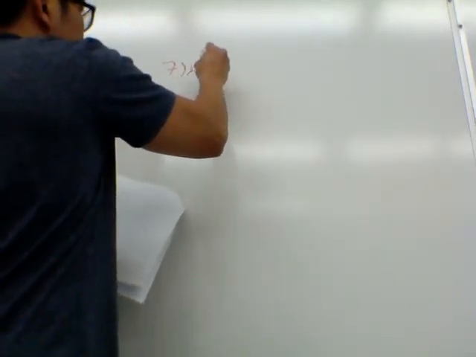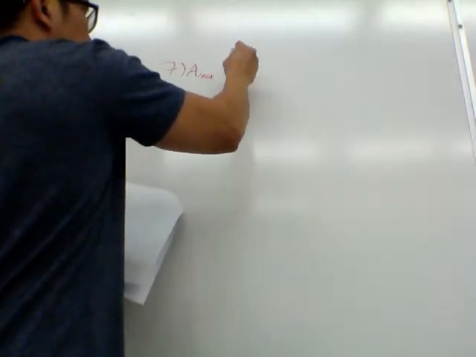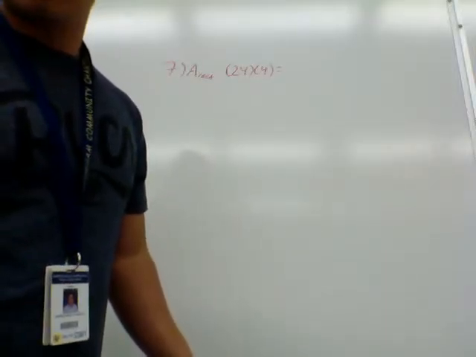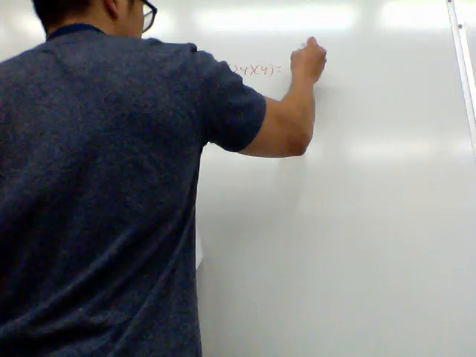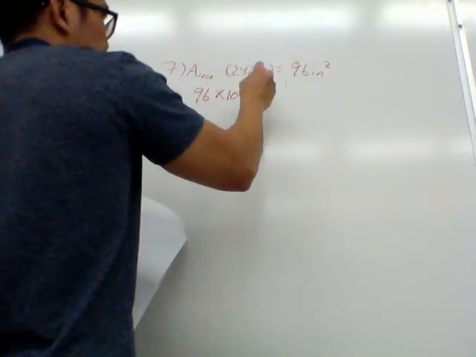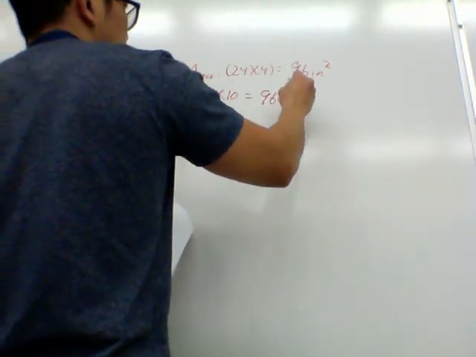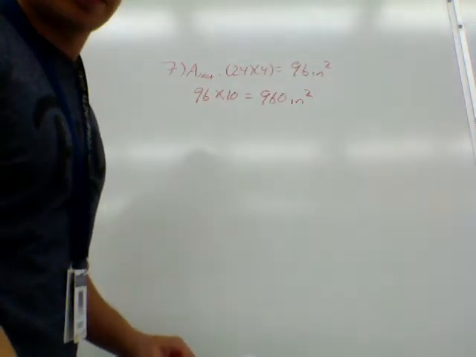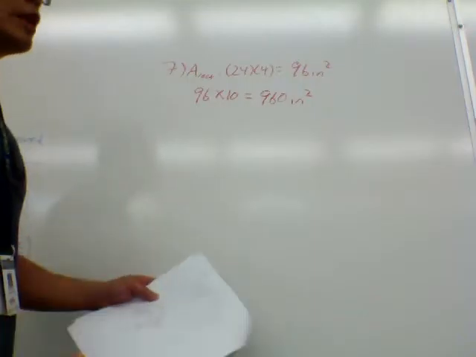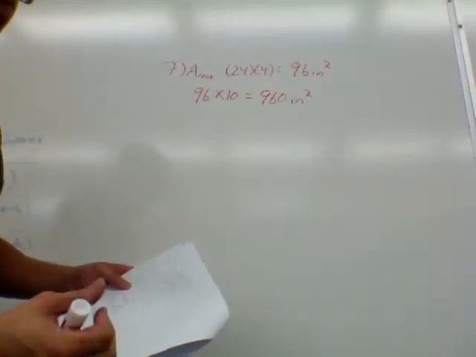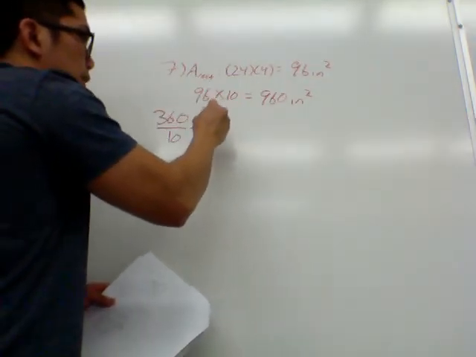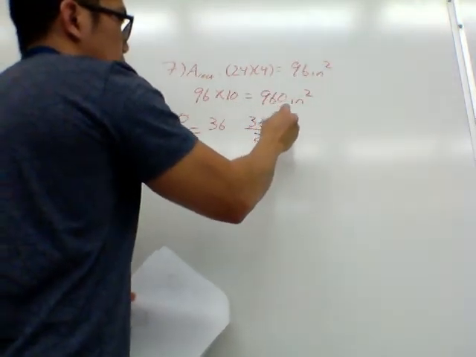The area of a rectangle is going to be 24 times 4. And 24 times 4 is 96 inches squared, and I have 10 of those, right? So my total surface area for the rectangles is 960 inches squared. Now, you have to find the area of the decagon, and we should know how to do this problem. We've done it many, many times. The way we do it is we start with 360 divided by 10, that gives me 36. 36 divided by 2, that gives me 18.